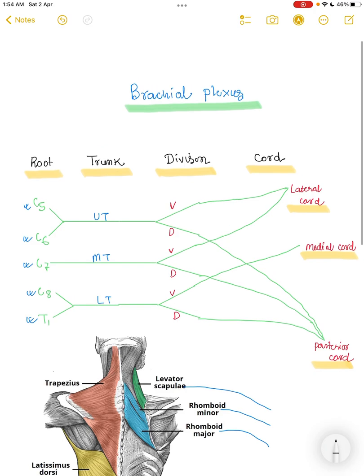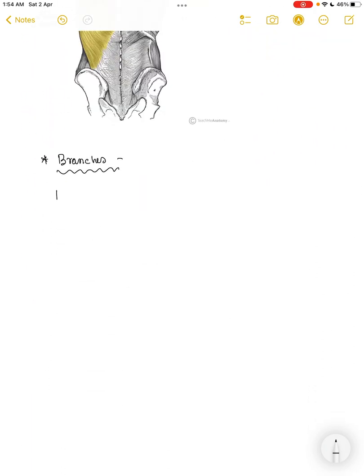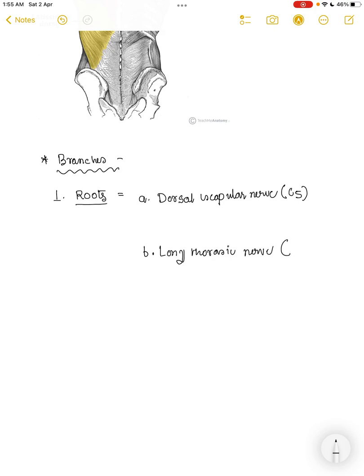We are starting from the roots. From number 1, the roots, you have to remember there are two branches. A is the dorsal scapular nerve, which is from C5, and B is the long thoracic nerve, which is from C5, C6 and C7. This is also called the nerve of Bell.